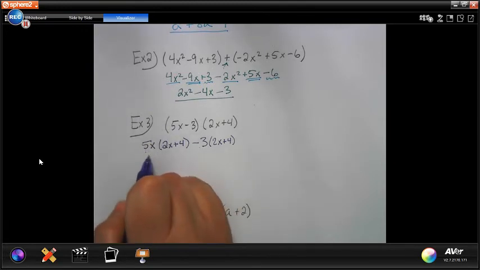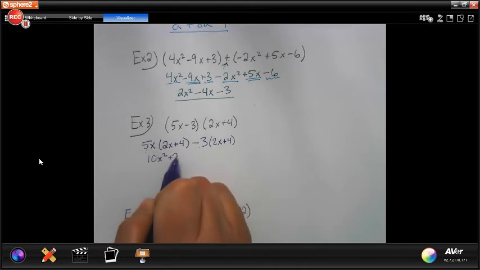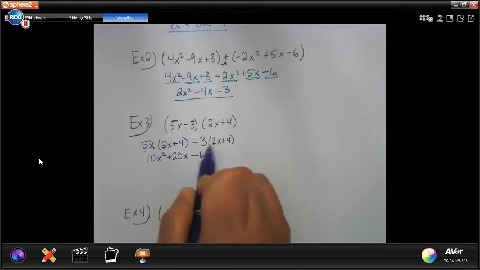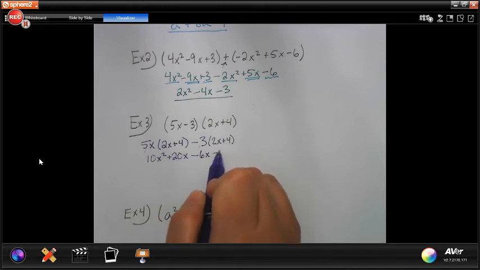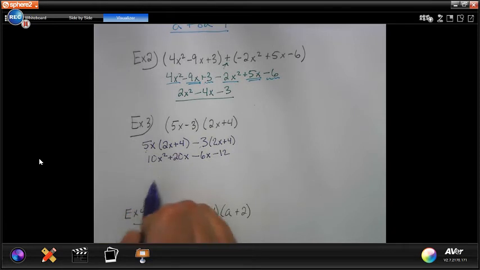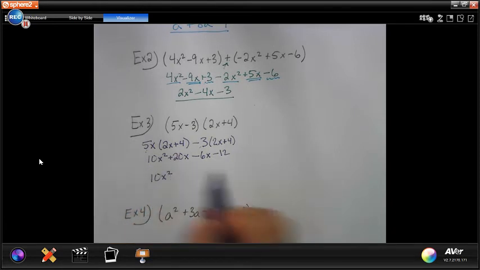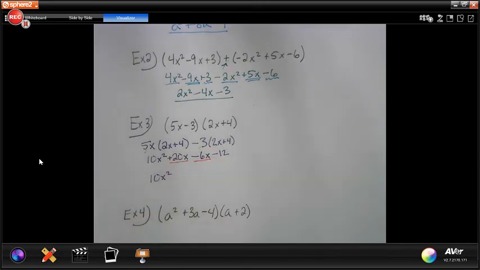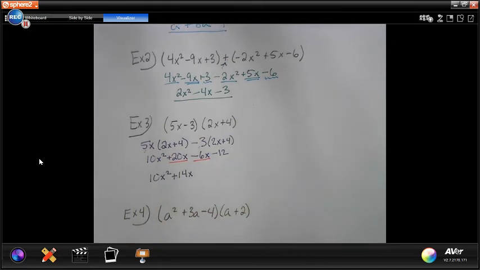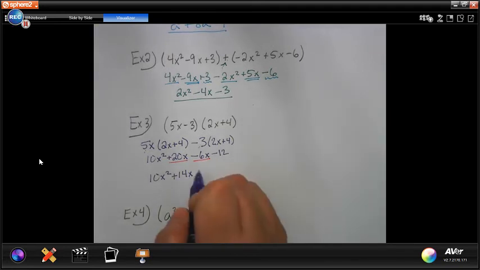And then we distribute. 5x times 2x, that's 10, and then x times x is x squared. 5x times 4 is 20x. Then we have minus 6x, negative 3 times 2, and the negative 3 times a positive 4 is negative 12. Then we combine like terms, but remember standard form. Standard form means biggest exponent first. The x squared has nothing to combine with, so 10x squared. And then we have our like terms. We have 20x minus 6x is a positive 14x. We don't multiply the x's, we're already done with multiplying. So the x just tags along for the ride. And then minus 12.